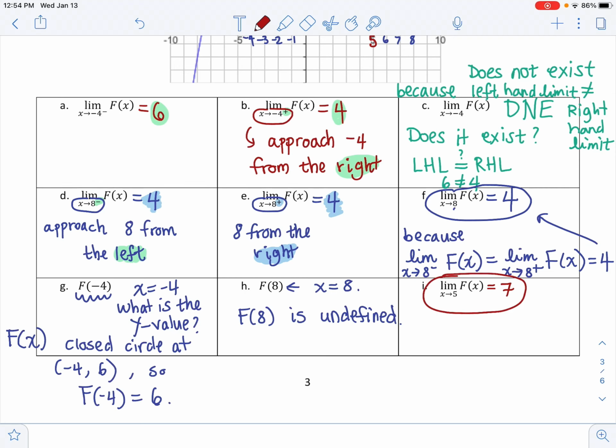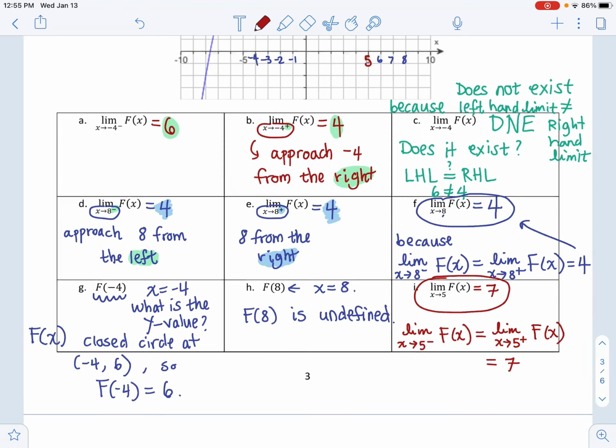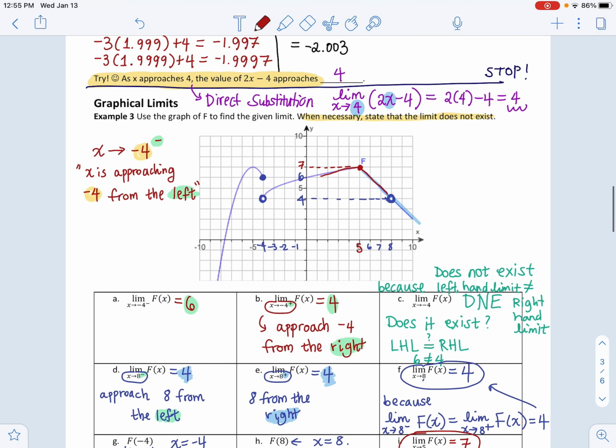Just adding extra stuff, what we know, and we saw it from the picture, is that the limit as x approaches 5 from the left of f of x must be equal to the limit of f of x as x approaches 5 from the right, which must be equal to 7, because they were both going to that same place. Okay, so that was one example.